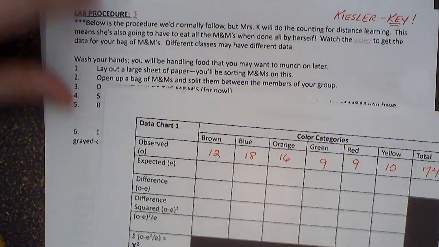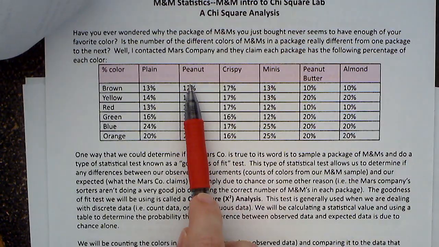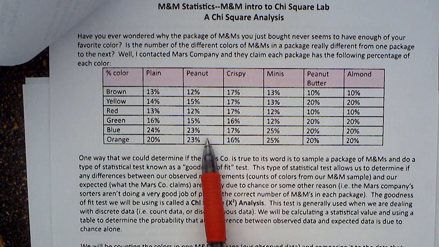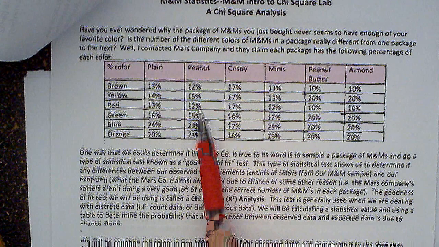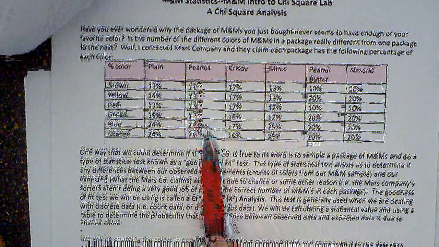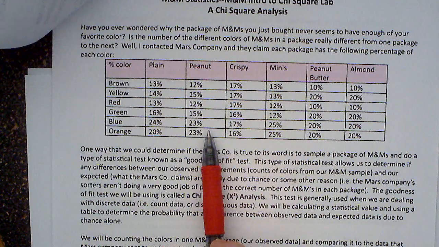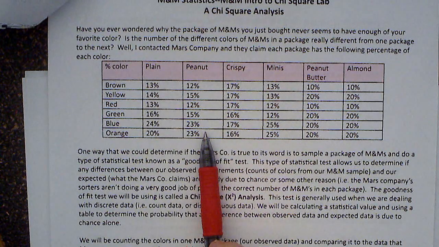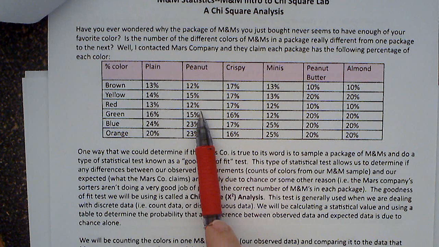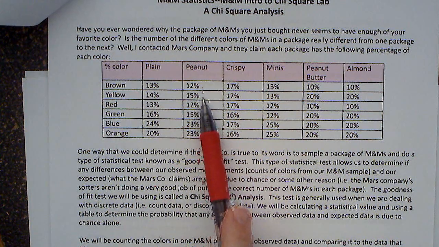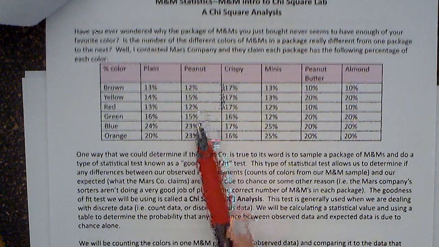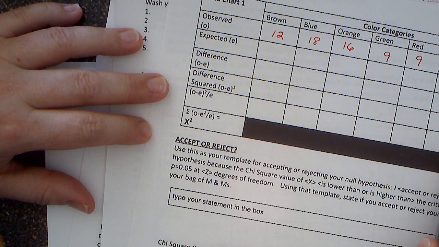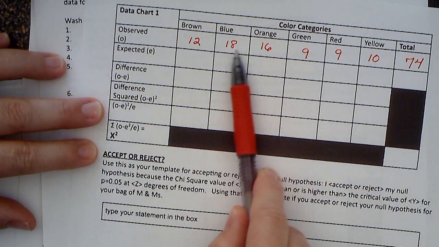Now you're going to get expected data. And remember, you're using a different kind of M&M this time. We're using peanut. So you need to use these percentages instead. All right, use the peanut M&M percentages. And just like our experimental bag, you're going to use out of 74. So what's 12% of 74? 15% of 74, so on and so forth. And that becomes your expected data right here in this column.